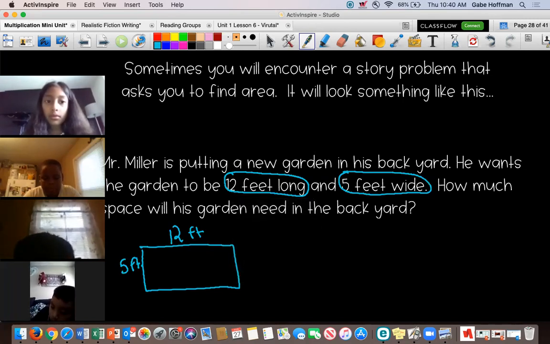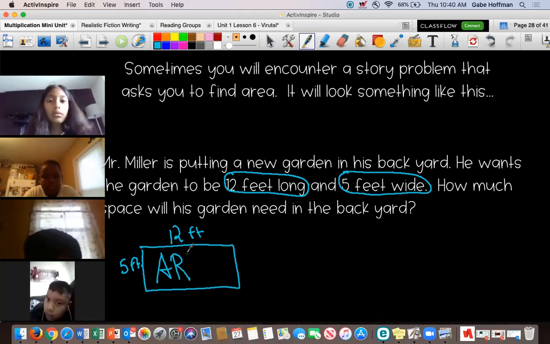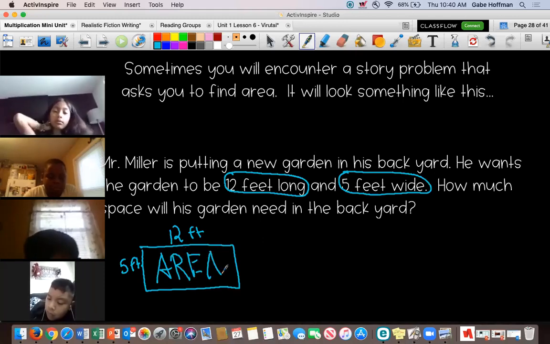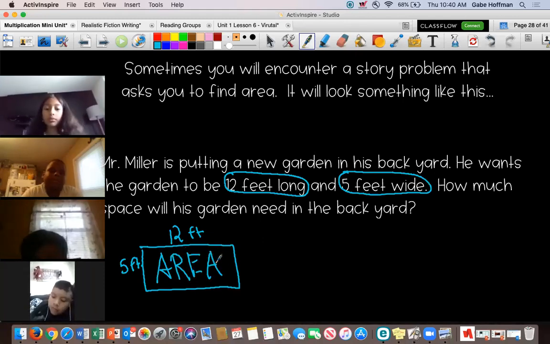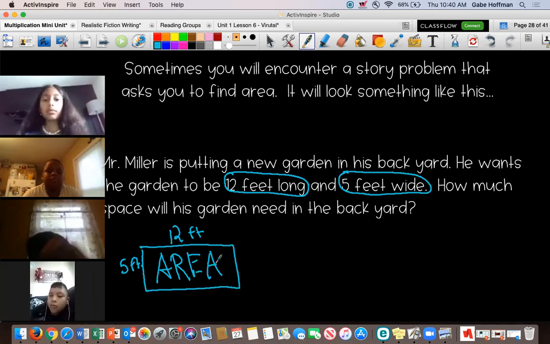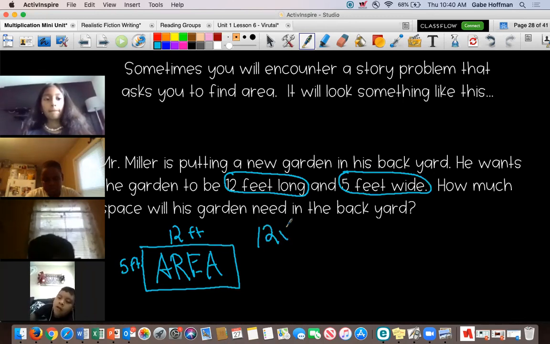I think it's 12 plus 5 plus 12 plus 5. That's perimeter. So that's if we were finding the outside. We're finding the inside, the area on the inside. So if we're doing the inside in square units, what are we doing, everybody? Multiplying. So we're going to do 12 times 5.